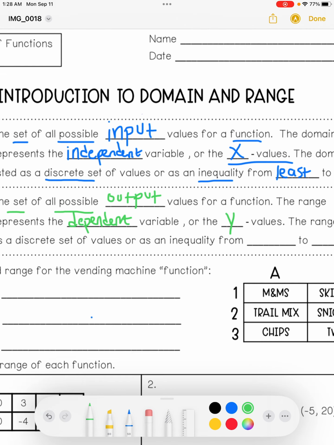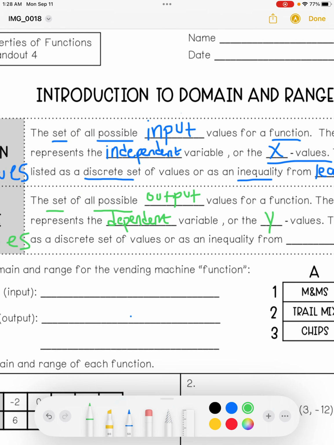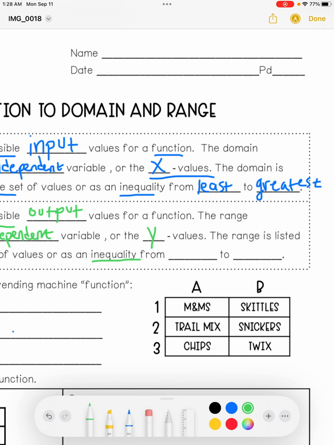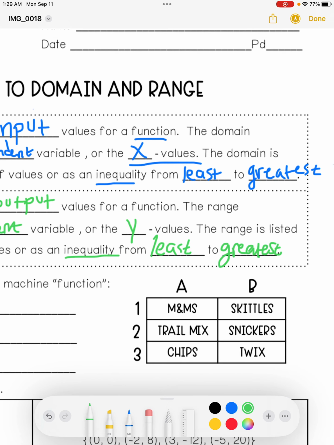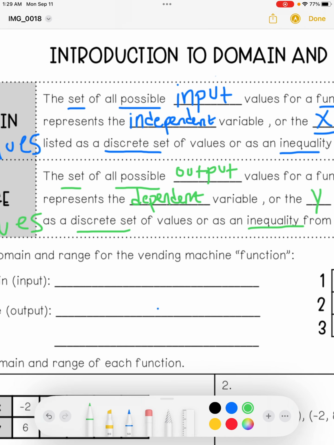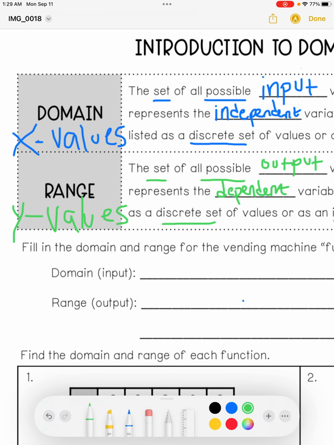The range can also be listed as a discrete set, which is what we're doing today, or an inequality from, you guessed it, least to greatest. These inequalities we'll talk about next time. Today, it's just the set. So how do we do this? We define them, and they kind of make sense: domain is x, range is y. But what do I do with that? Well, let's find out.